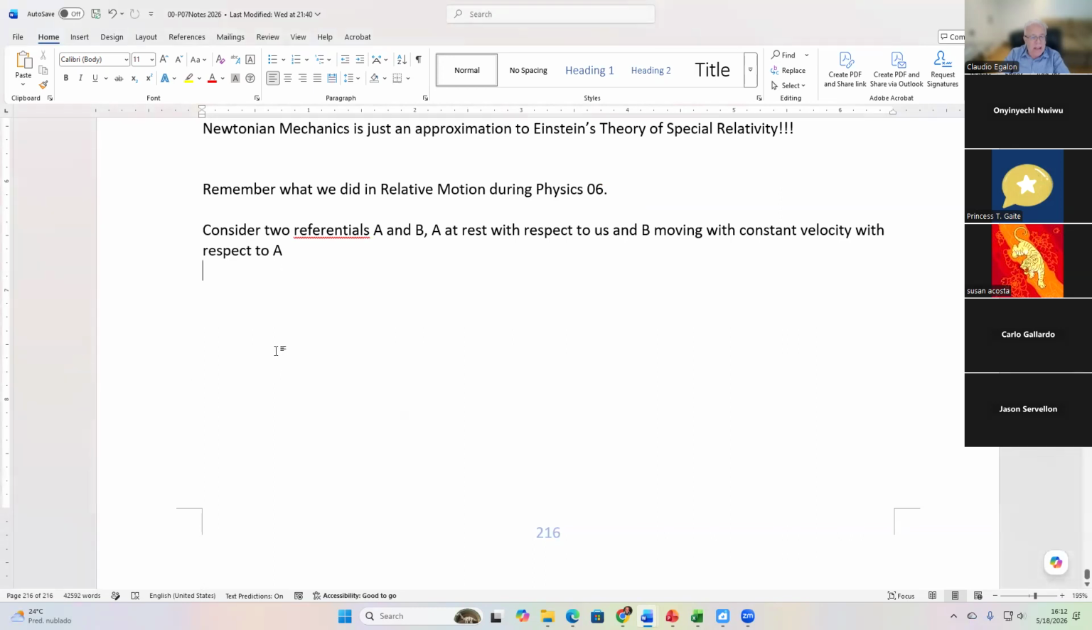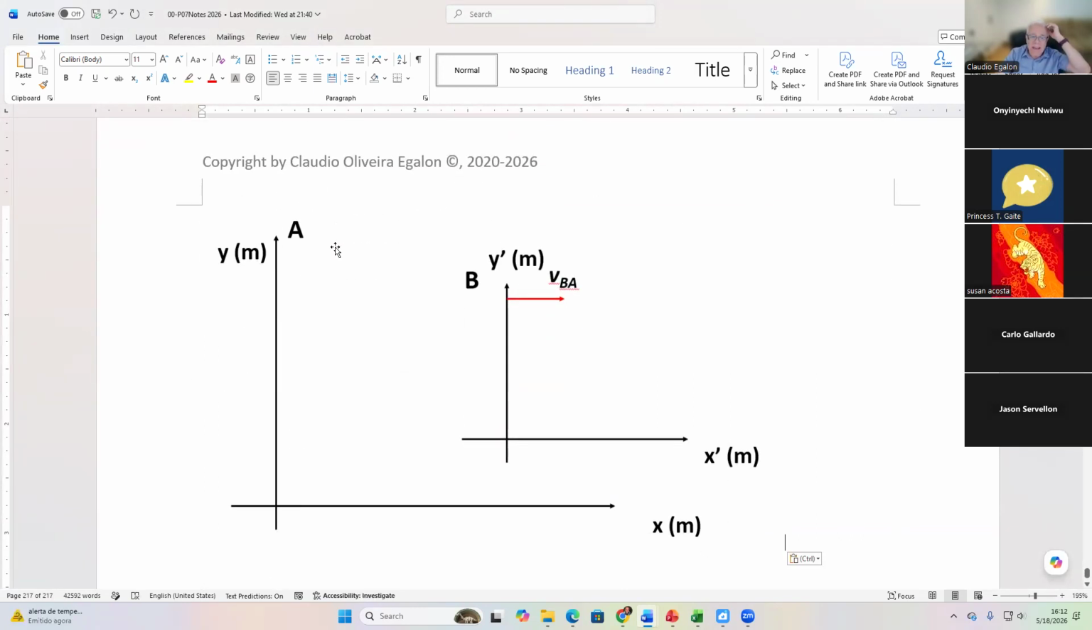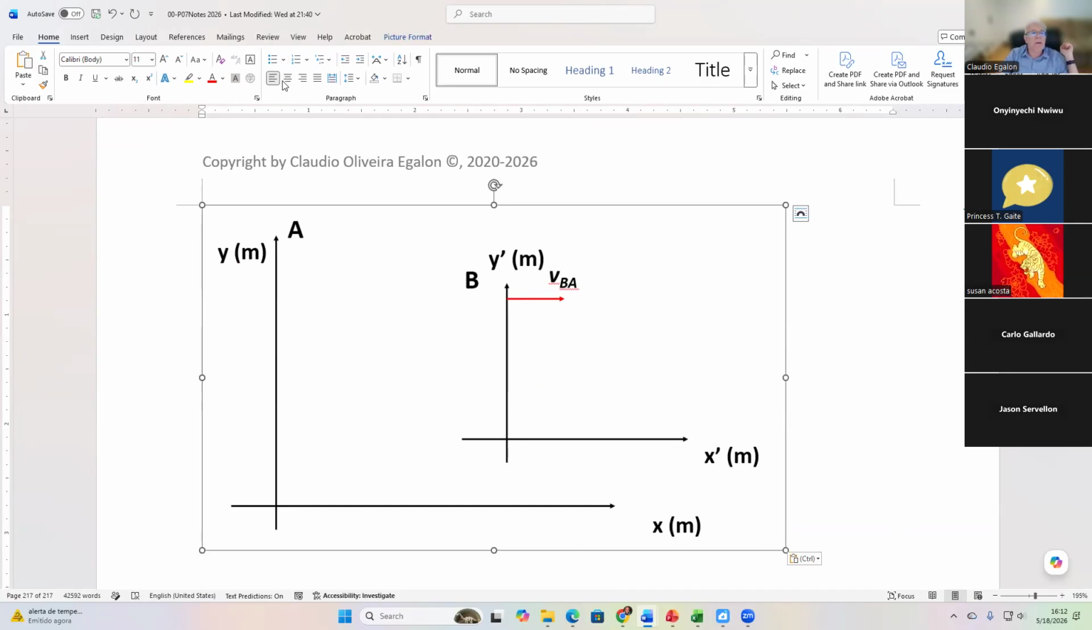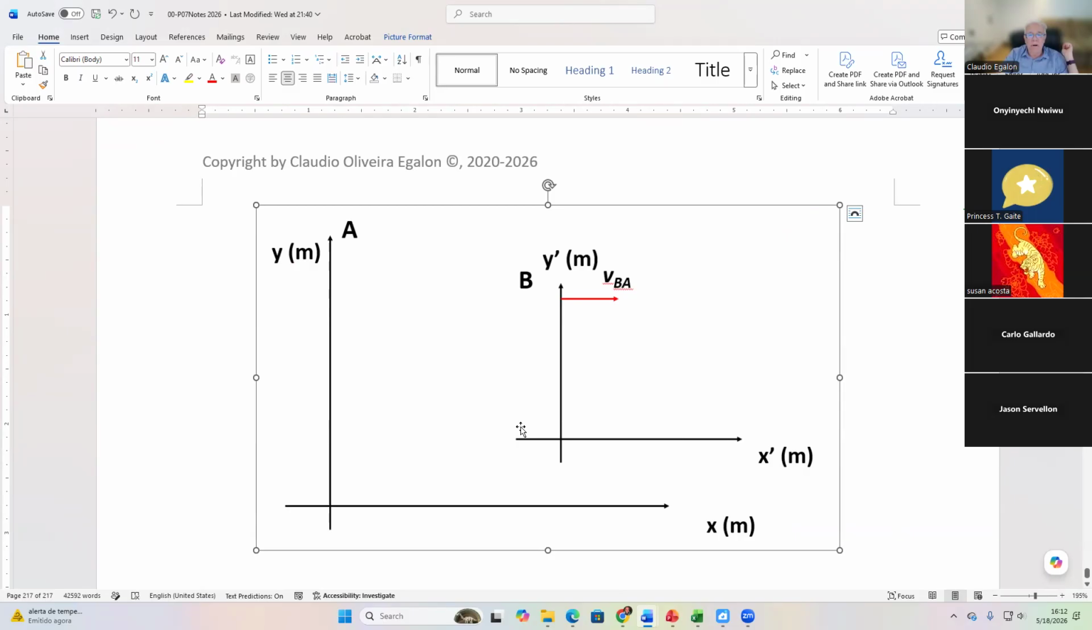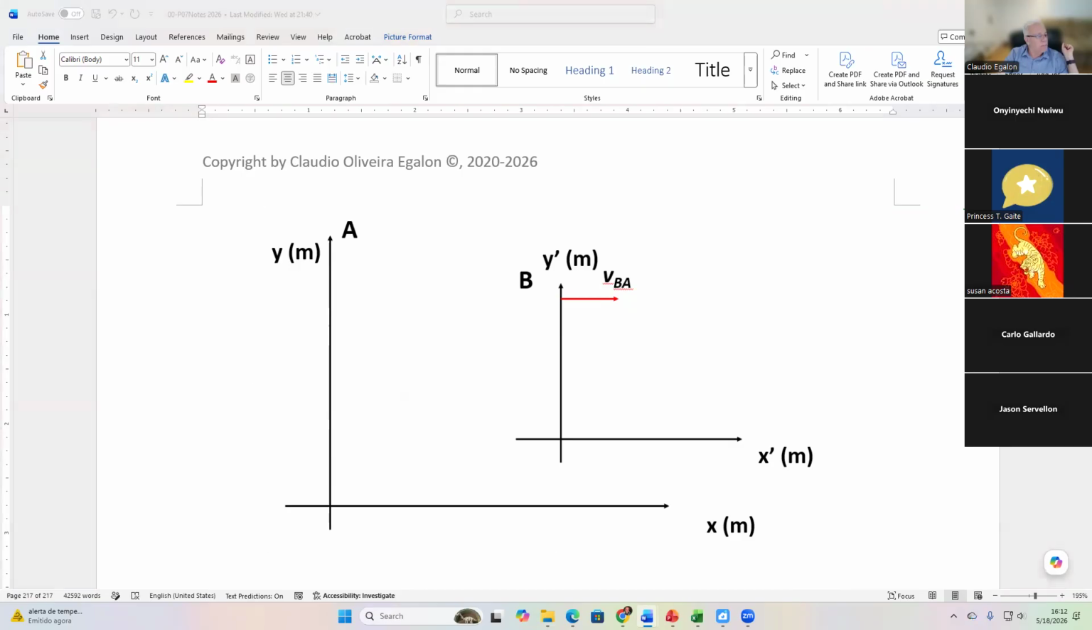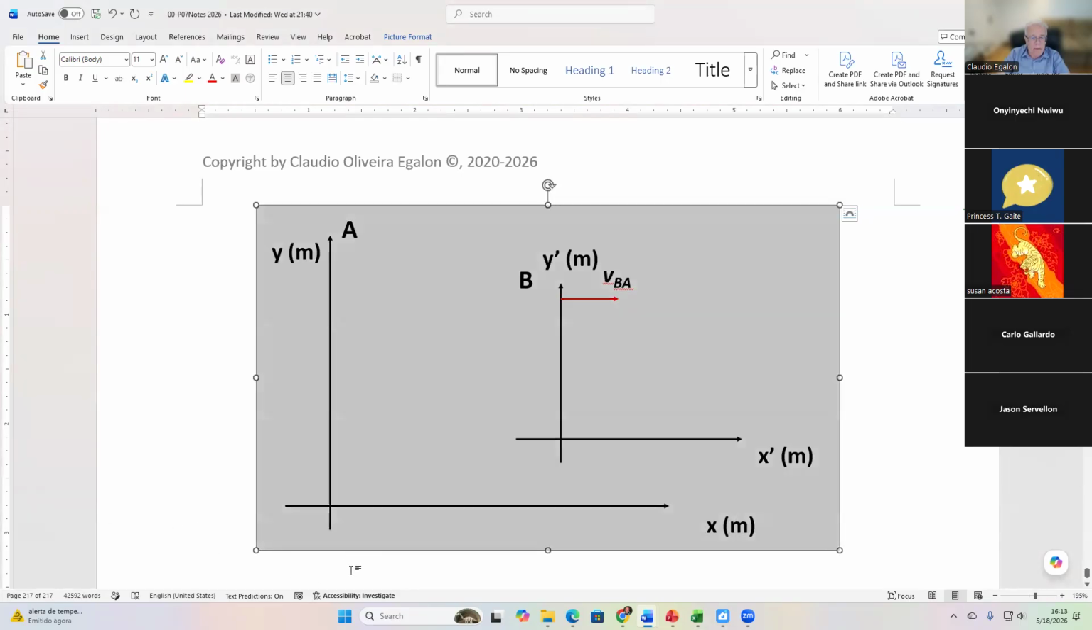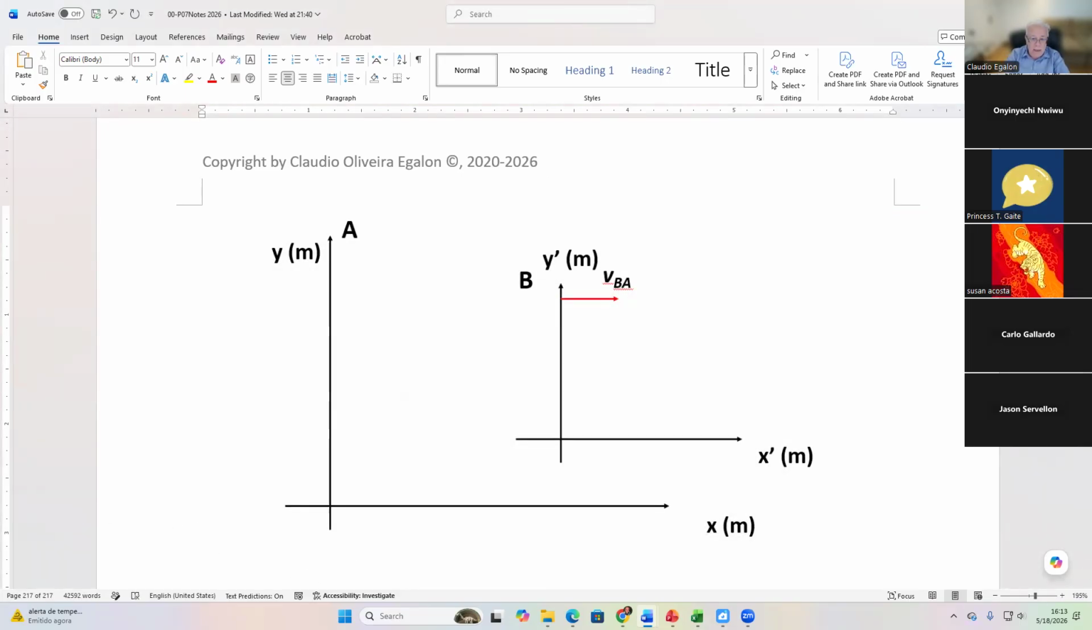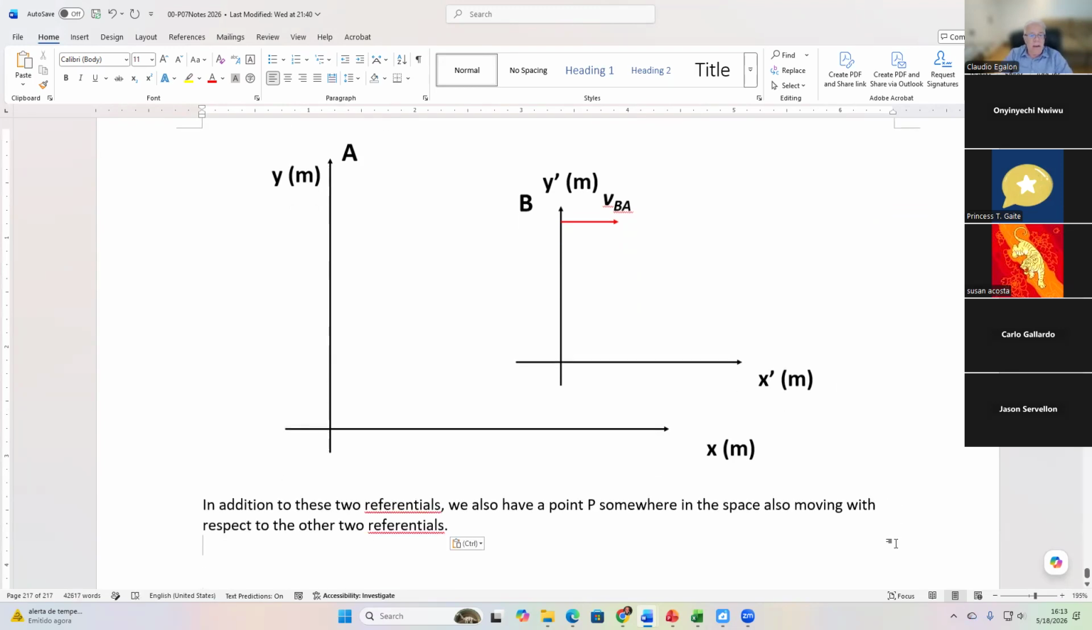That's how we picture those two referentials, one moving with respect to the other. Velocity of B with respect to A. Okay, do you remember that? In Physics 6, and we also have a mathematical notation that's very intuitive. In addition to those two referentials, we also have a point P somewhere in space, also moving with respect to the other two referentials.